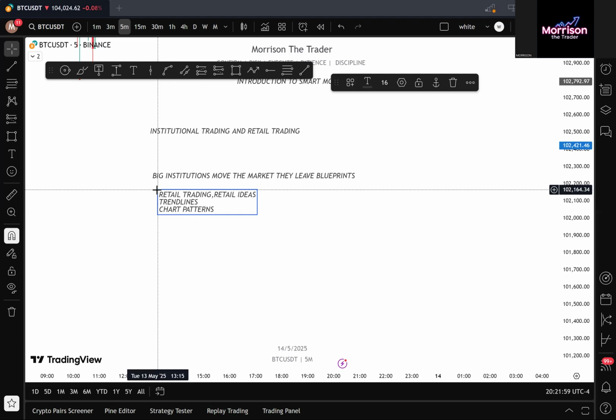And when we are trading these retail ideas, you trade with no context. You are just trading based off what you are seeing on the chart. One will call it price action. Of course, it's price action, but everything that's happening on the chart is actually price action. It's literally the action of the price. But retail traders trade with no context.